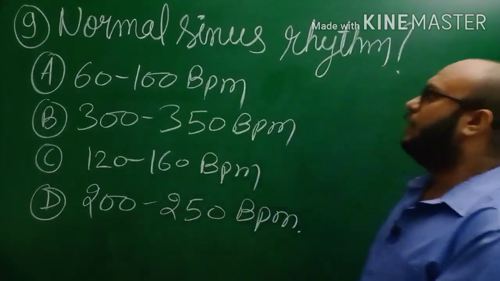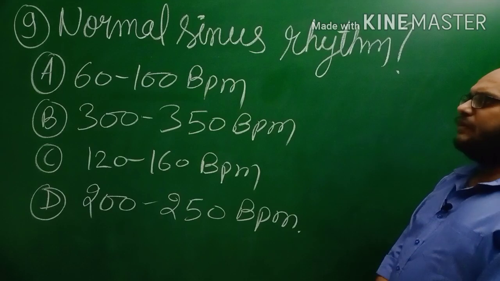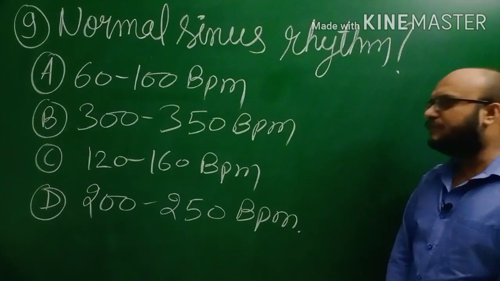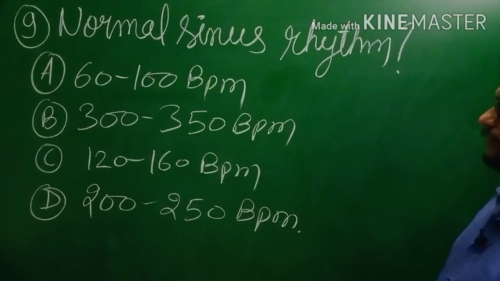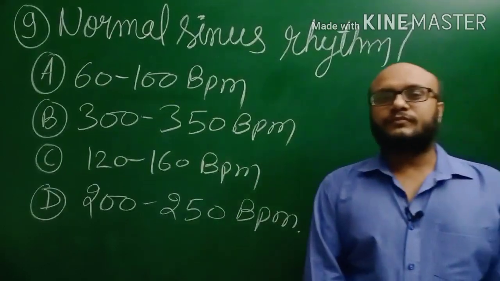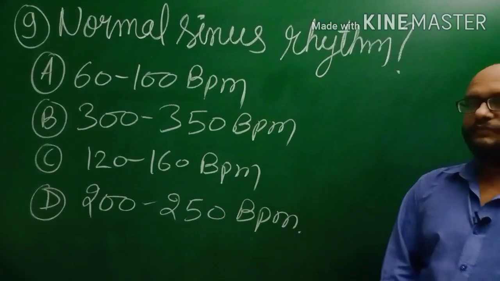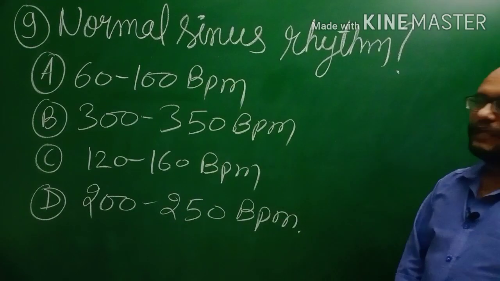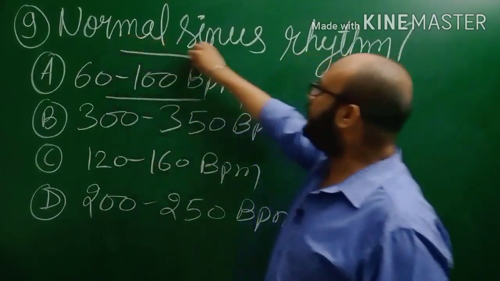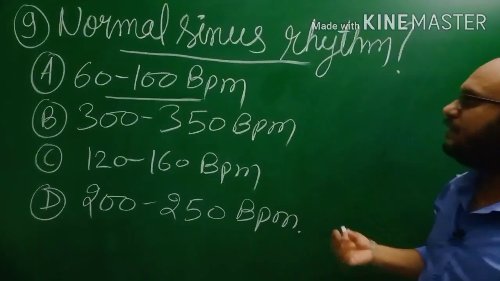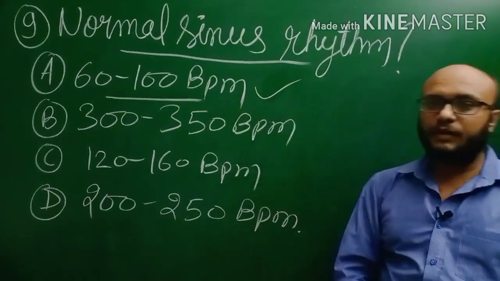Question number 9. What is normal sinus rhythm? Options are A, 60 to 100 beats per minute. Option B, 300 to 350 beats per minute. Option C, 120 to 160 beats per minute. Option D, 200 to 250 beats per minute. It is a little tricky question. Be careful while choosing the answer. The right answer is option A, 60 to 100 beats per minute. Actually, the examiner wants to know the normal rhythm of the heart, the normal heart rate. This was the question, and the right answer is option A, 60 to 100 beats per minute.